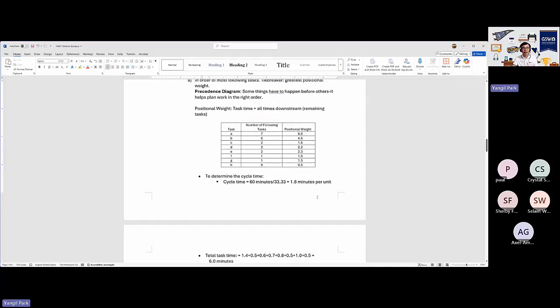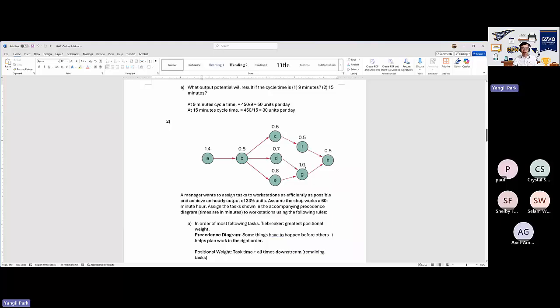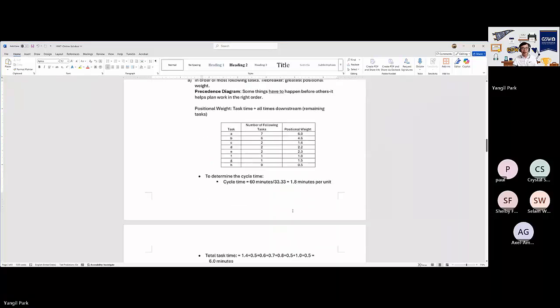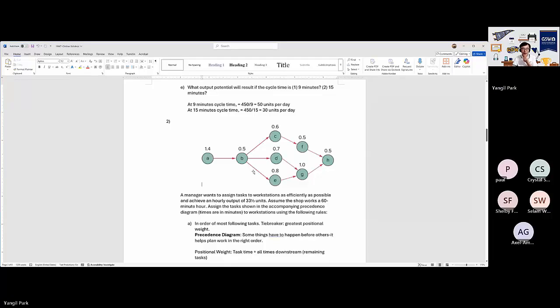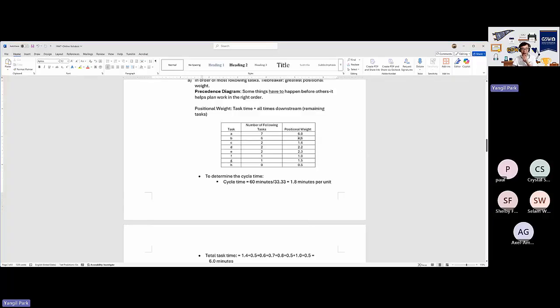And here we go. That's how you're going to show. So you're ending up having 6.0 because you're going to end up adding all 7 eventually. That's 1, 2, 3, 4, 5, 6, 7. Okay. Starting from B, you're going to have 6, right? 6 tasks will be added up. So that's why you have a 4.6 in terms of positional weight.